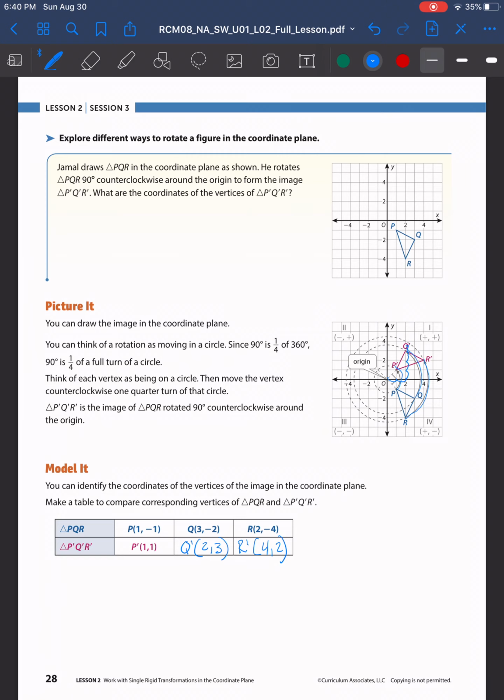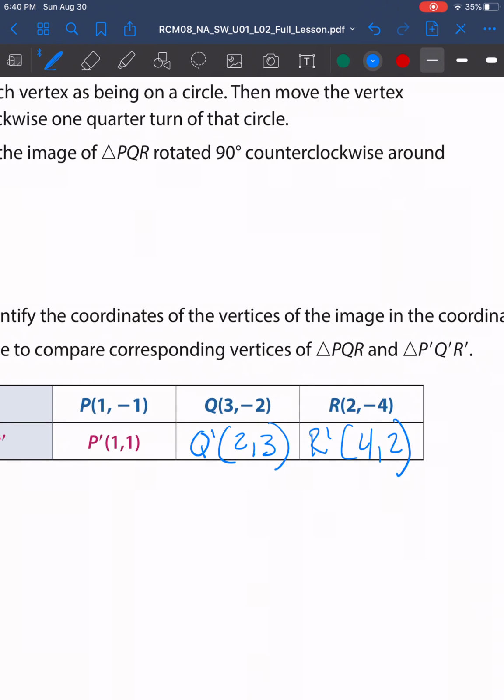Okay, let's see if we notice any patterns real quick. I noticed that the numbers switched places. Do you see that? Ignore the positives and the negatives for a second. Do you see how the 2 and the 3 on Q switched and the 2 and the 4 on R switched places? You can't really tell with the P because it's just a 1 and a 1.